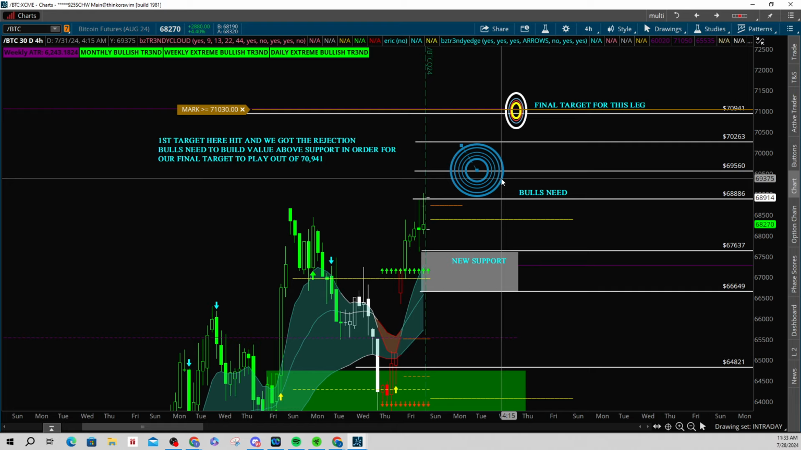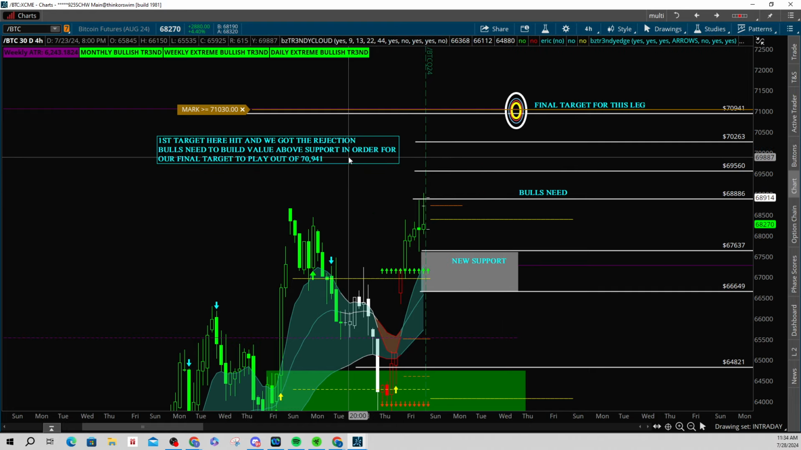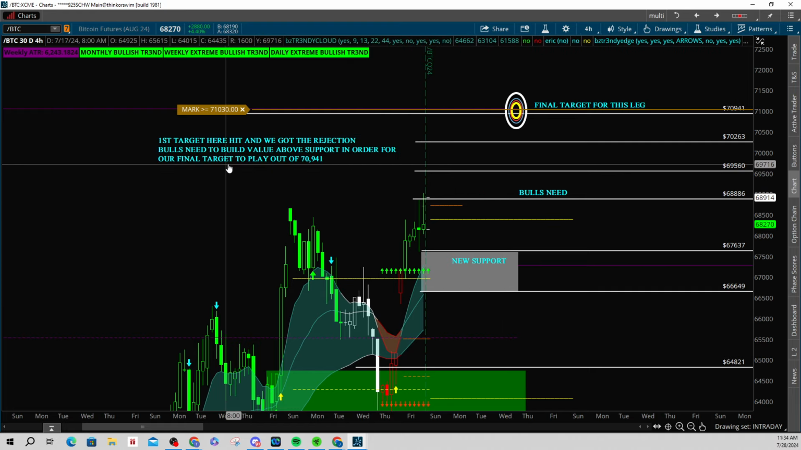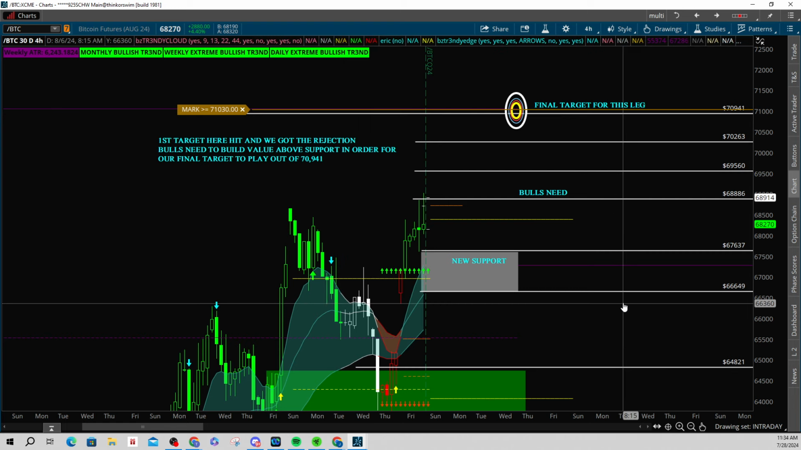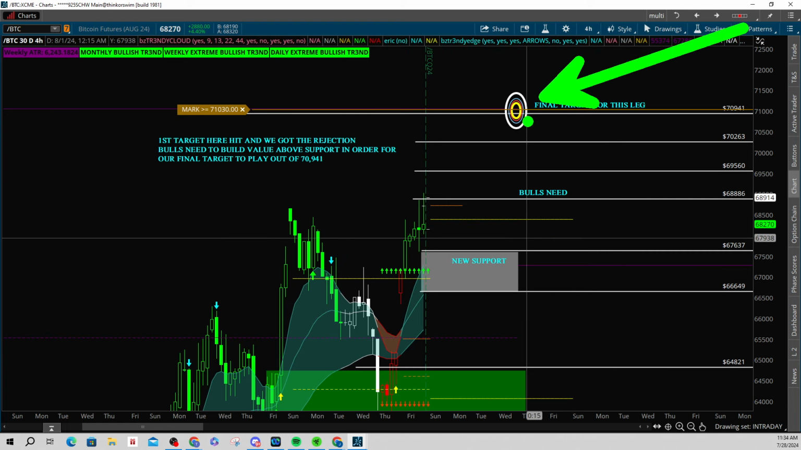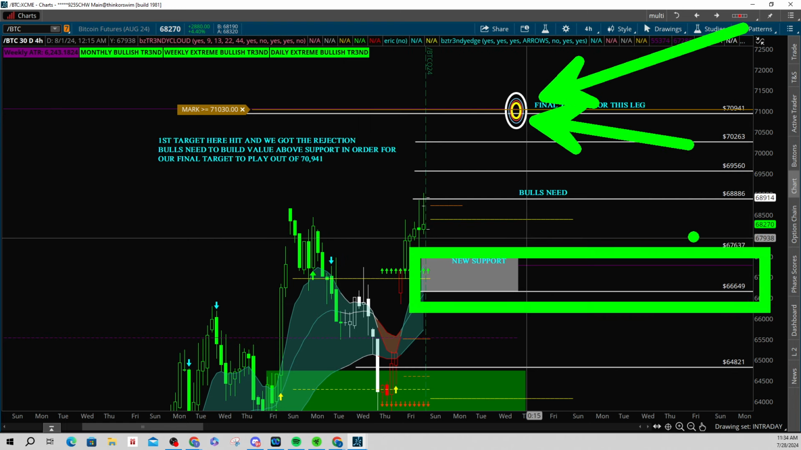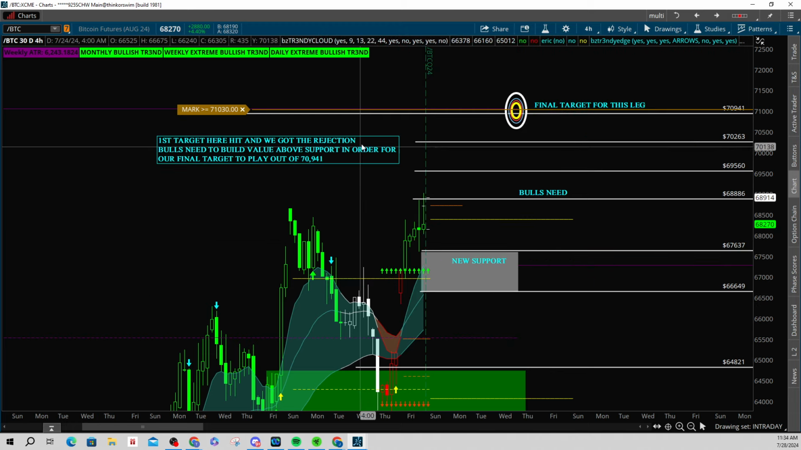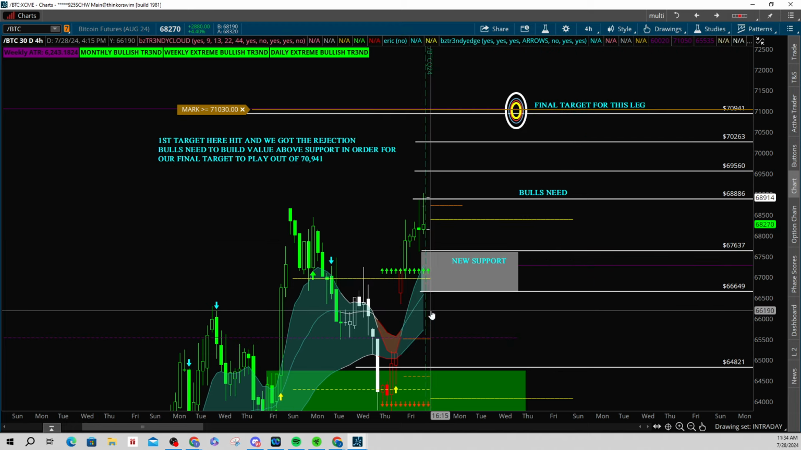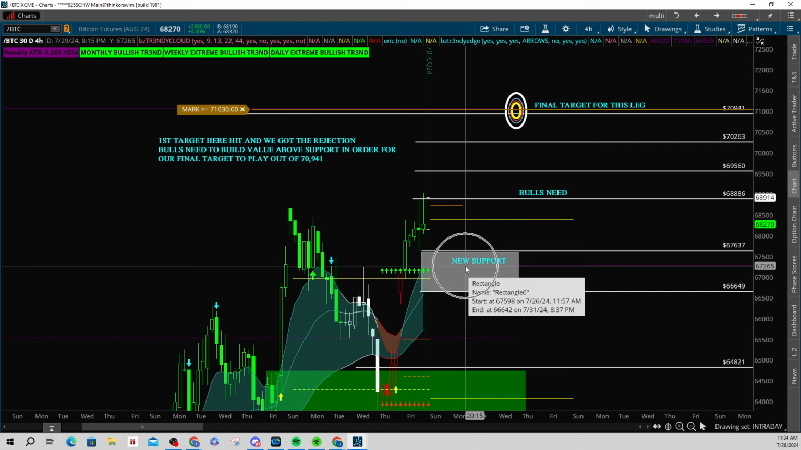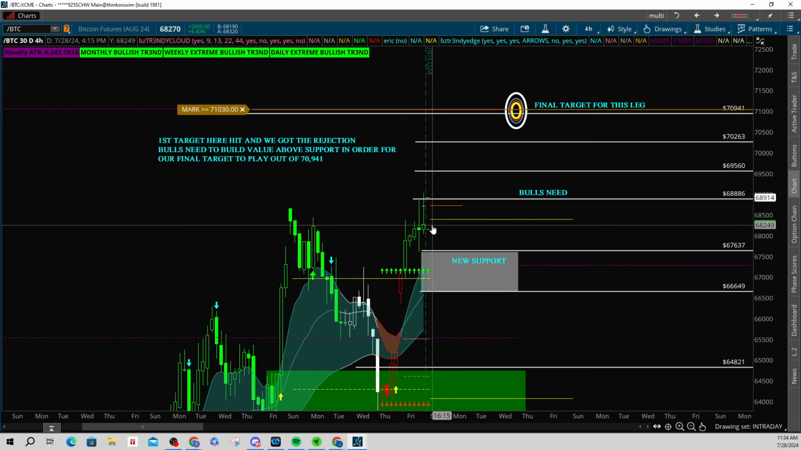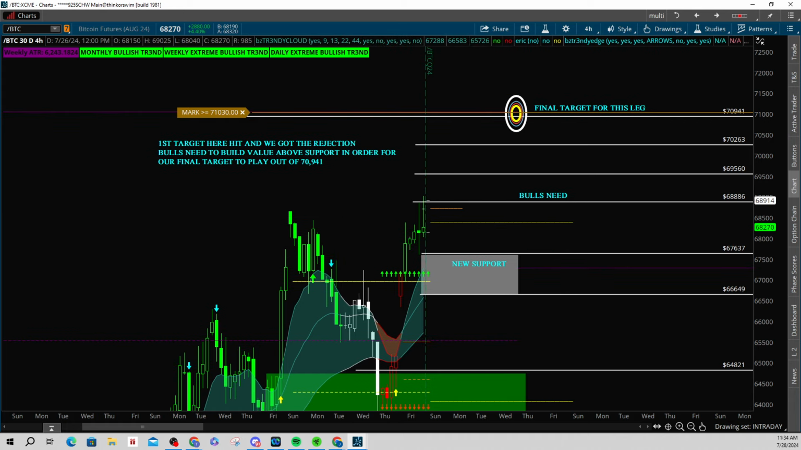And my notes for today, all I'm saying is bulls need to build value above support in order for our final target to play out, 70,941. So my final target is here. I want this to hold. I would commit to higher time frames, probably like dailies. Dailies at a minimum, 4 hour, but at the end of the day, I want to see that we can hold this level. Okay, so even if we pull back sharp, just like I was showing you in examples before, even if we wick things out, I want to see candles close in or above this level. Okay, just in case we pull back. All right. So that is Bitcoin.